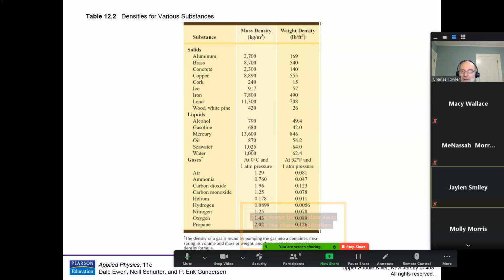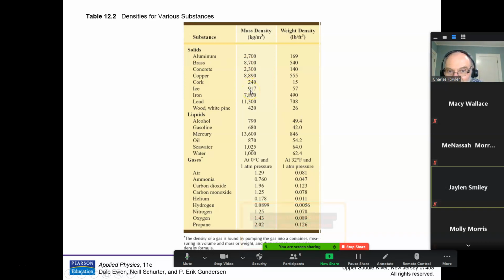Okay, now the weight density, these are sort of big numbers, but not nearly as big as those. These are the weight in pounds per cubic feet. And metals you expect to be pretty heavy. So these solids, aluminum, brass, concrete's a little less dense than aluminum, copper is a little denser than brass. Cork is considerably less dense than any of the others.